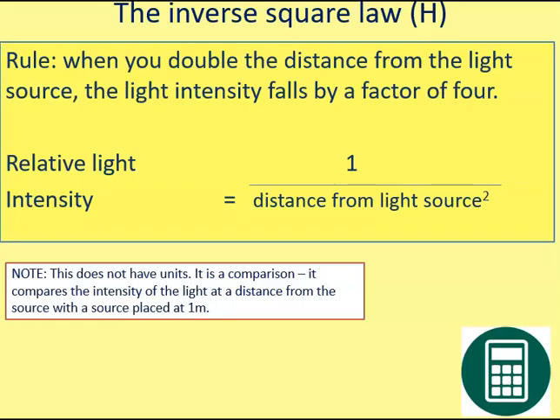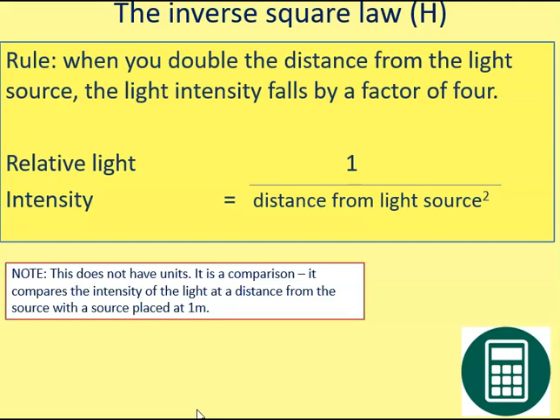Okay, moving on. This is something else as well that you will have to know for the higher paper. It's something called the inverse square law. So a little bit of maths within biology. So the rule is when you double the distance from the light source, the light intensity falls by a factor of 4. So we're talking now about those practicals.